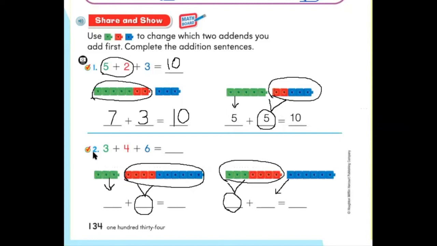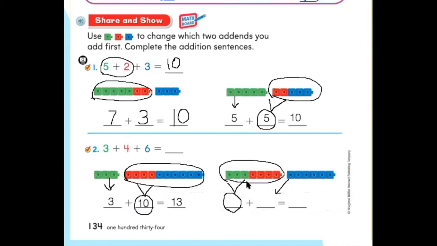Now let's take a look at number 2. Underneath that caret, you should have written the number 10. The red and blue cubes show us 10. Right underneath the green cubes, you should have written 3. There are 3 green cubes there. 3 plus 10 equals a sum 13.